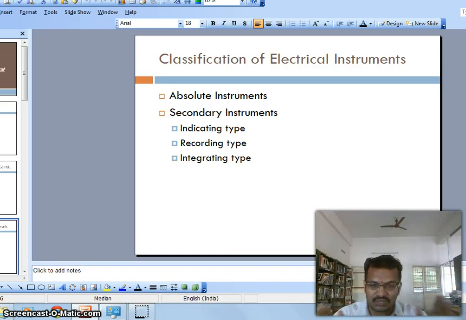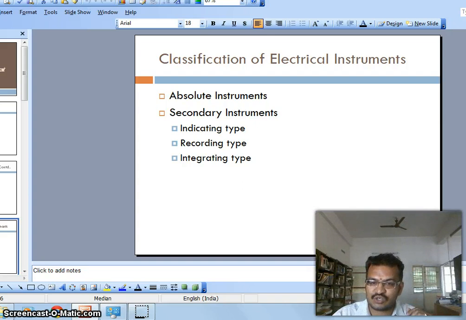So one is absolute instruments and another one is secondary instruments. Absolute instruments can be used to measure the electrical quantity in terms of physical constants. That is, they give the magnitude of the electrical quantity to be measured in terms of physical constants of the instrument. For example, the tangent galvanometer and Rayleigh current balance are examples of absolute instruments.